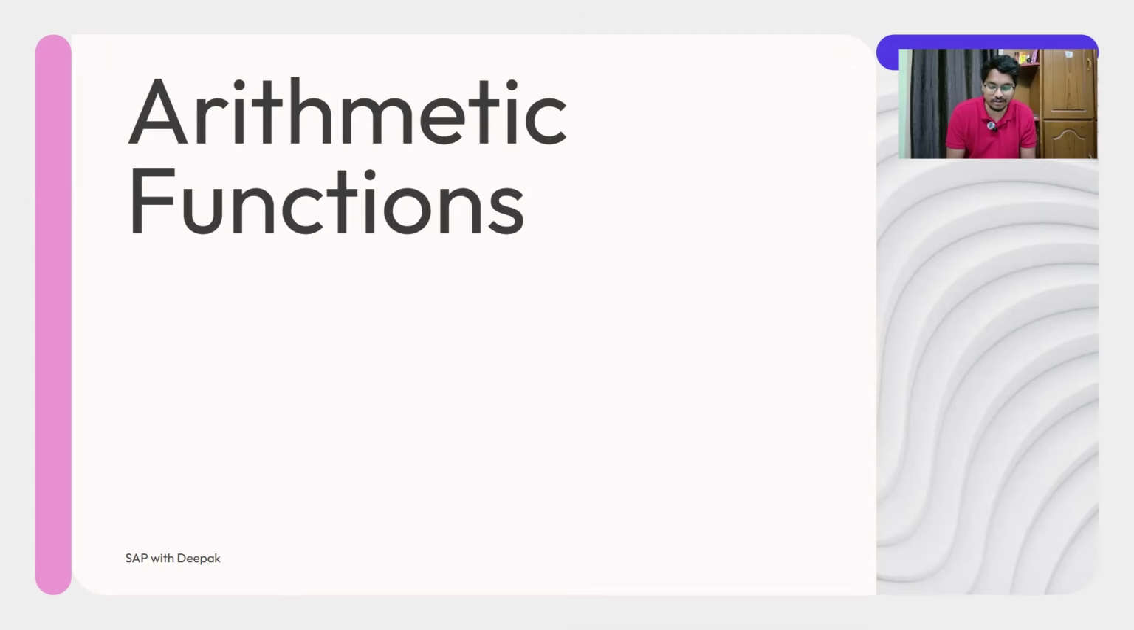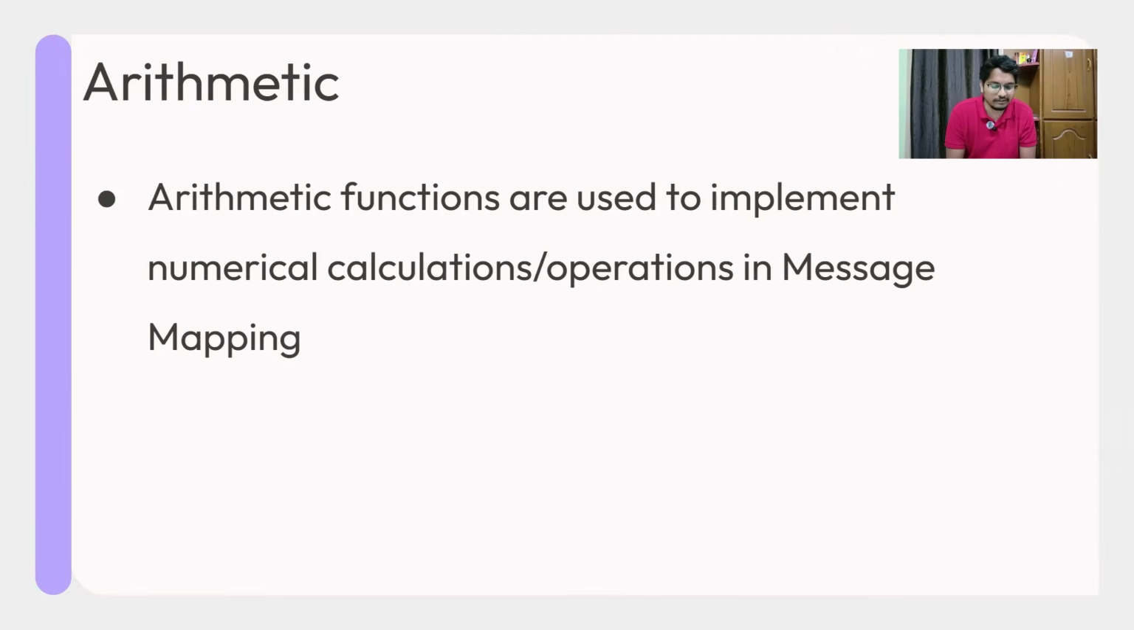Let's look at the definition. Arithmetic functions are used to implement numerical calculations or operations in message mapping. Whenever you want to implement additions, subtractions, multiplications, divisions, and all these numerical calculations, we use these arithmetic functions in message mapping, right? So let's go to a CPI tenant and see how to implement these functions practically.